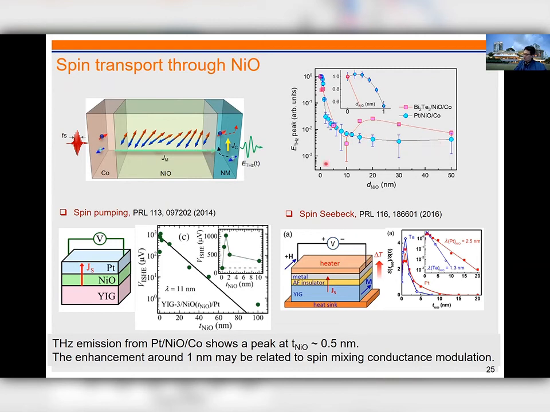This thickness trend is similar to previous reports in which they use platinum, nickel oxide, YIG using spin pumping. They see some enhancement at around 1 nanometer nickel oxide. Another group reported using spin Seebeck, and they also find the enhancement around 1 nanometer, and after that there is a monotonic decay. So the peak is at 1 nanometer, or in our case 0.5 nanometer, we believe that is basically the modulation of spin mixing conductance. It's not the magnon transport evidence.